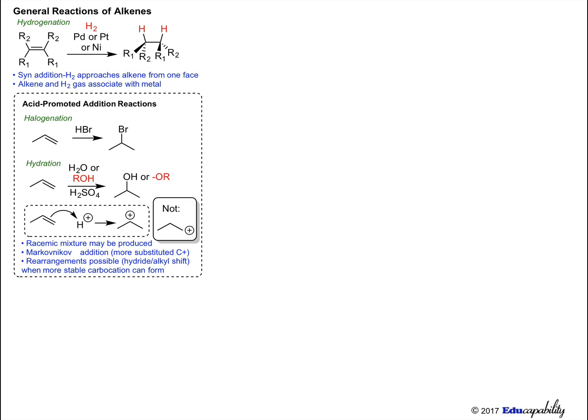The addition of the nucleophile to the more substituted carbon of the alkene is sometimes referred to as Markovnikov addition and is related to carbocation stability. Rearrangements via hydride or alkyl shifts are possible with these acid-promoted reactions. Treatment of an alkene with liquid bromine or chlorine gas adds 2 atoms of the halogen across the double bond. And if the reaction is carried out in water, a halohydrin is formed.